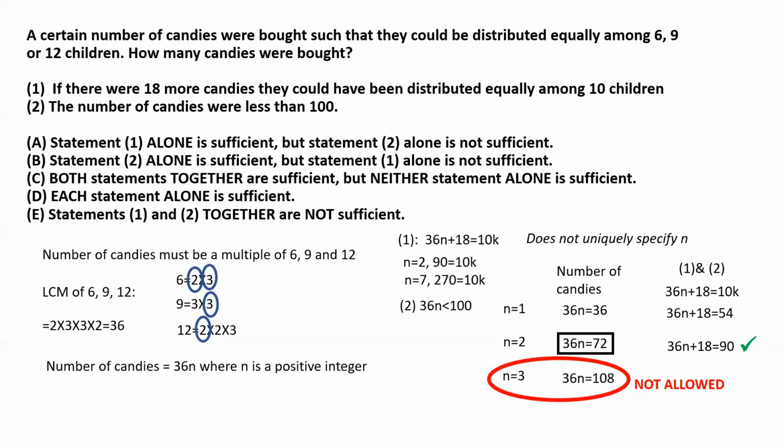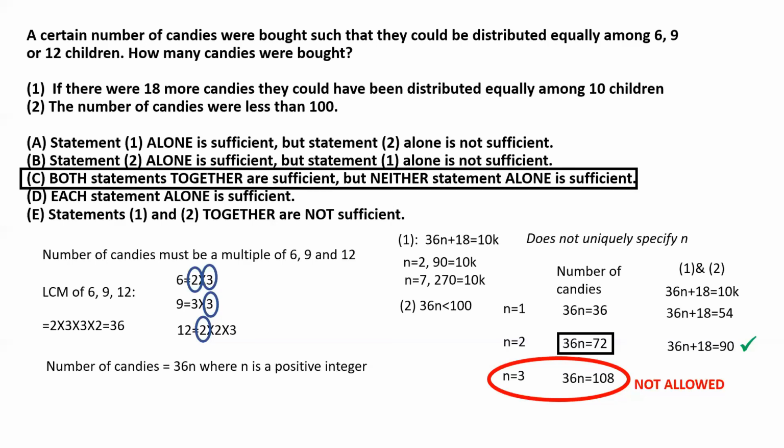So going through all the options: option A, statement 1 alone is sufficient. It isn't, right? Option B, that statement 2 alone is sufficient. We saw that's not true, right? But C, that both the statements together are sufficient, but neither statement alone is sufficient. That seems to be the most appropriate choice in this case. So the correct option would be option C.